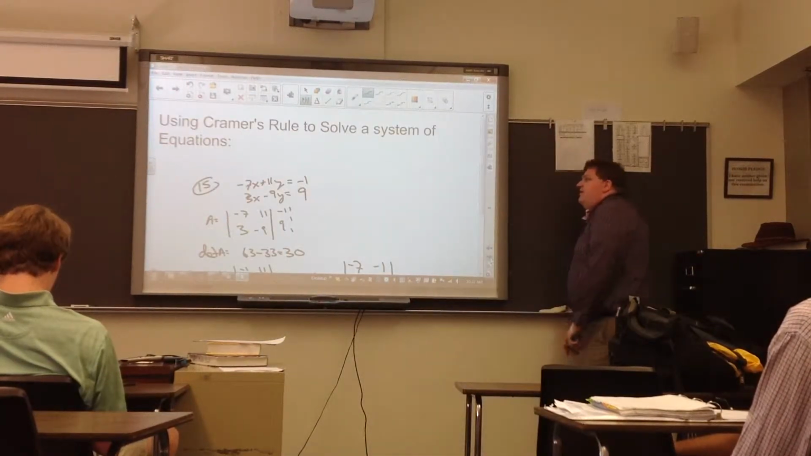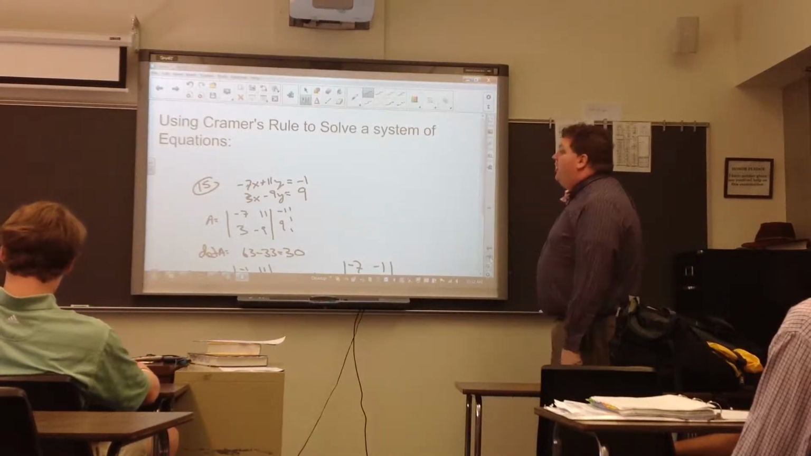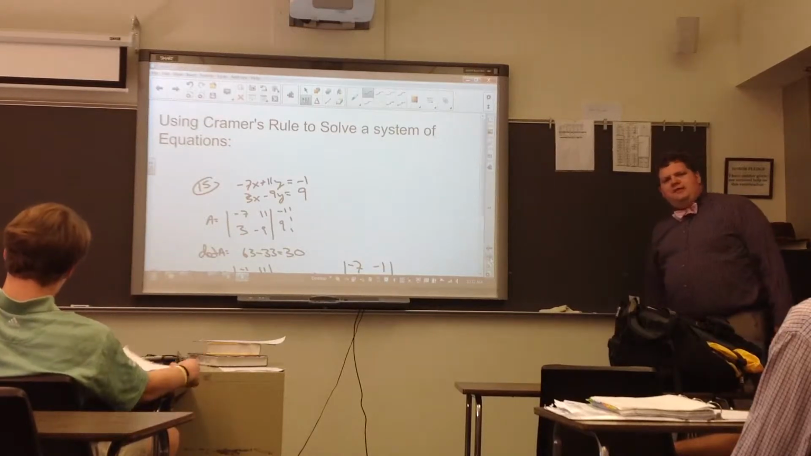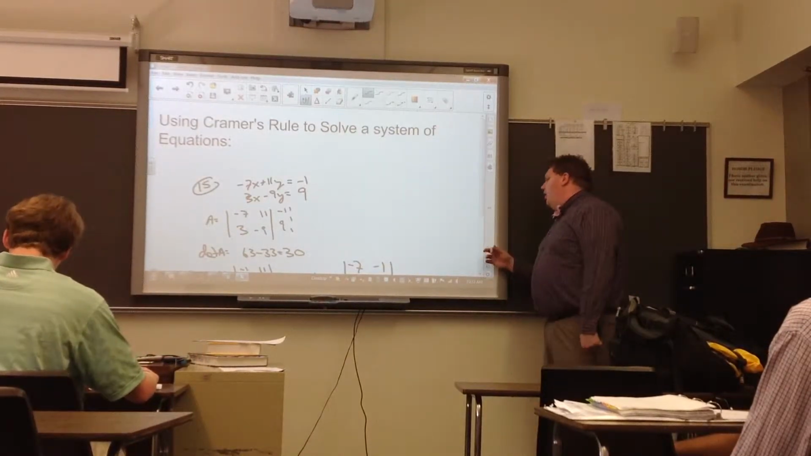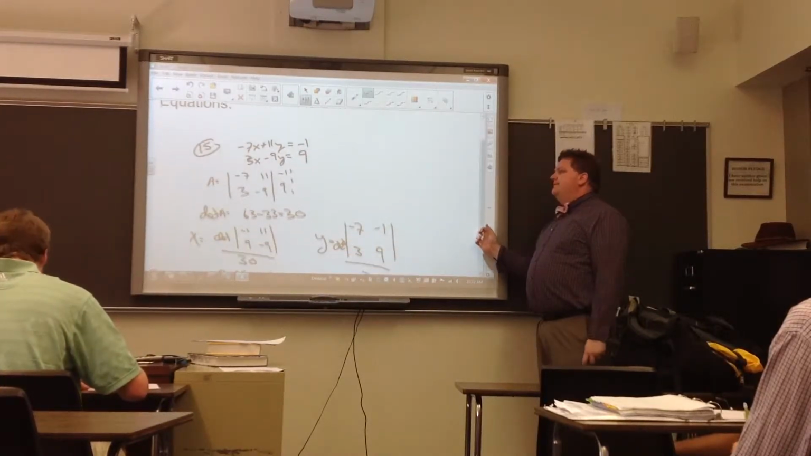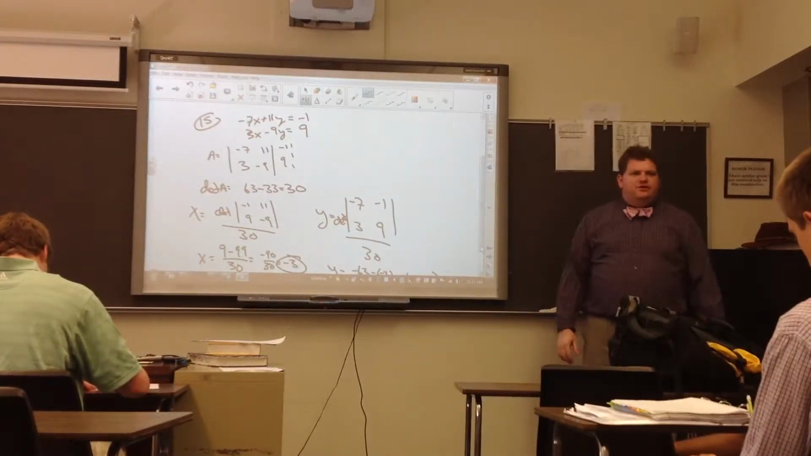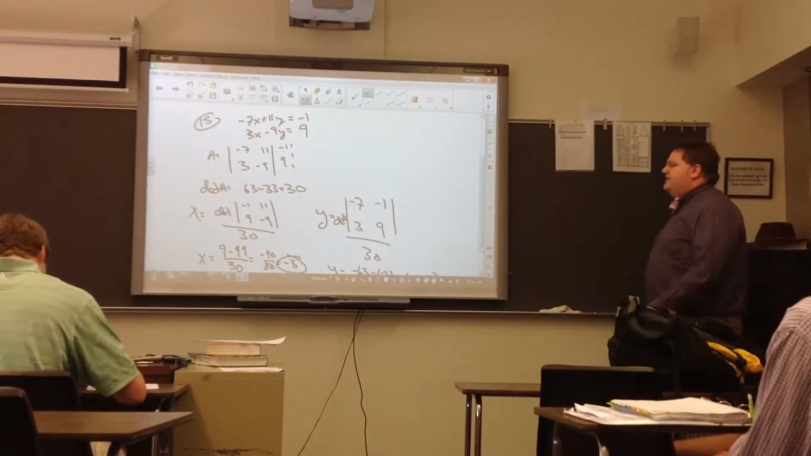Alright, now the next thing we did for homework last night was using Cramer's rule to solve a system of equations. I want to basically just go through that and make sure we get how that works here. So the homework problems were 2x2 ones. I think I gave you one 3x3 system of equations, but most of them were 2x2s. So this one's number 15 here, and this is how you would work it out.